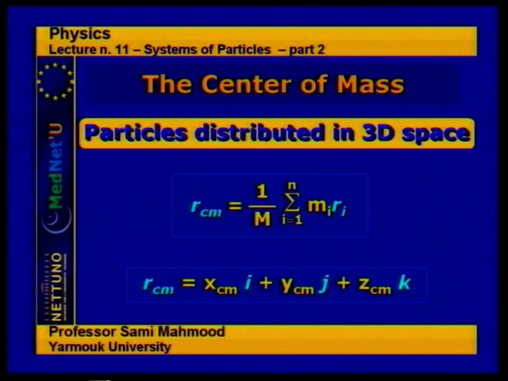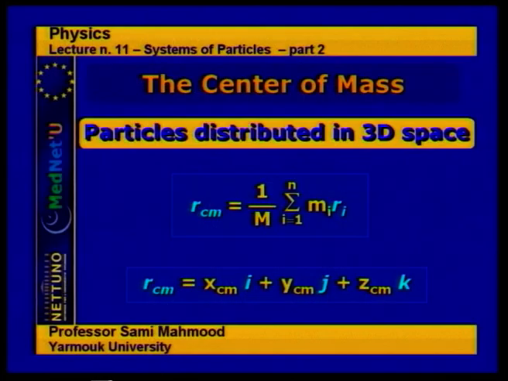Now, if we differentiate this result once again, we will get the derivative of the velocity, dv of the center of mass by dt, which is a sub center of mass. On the other side of the equation, it equals 1 over M times the sum of m_i dv_i by dt, which is simply a sub i, the acceleration of the ith particle. And the summation is carried over the whole system.